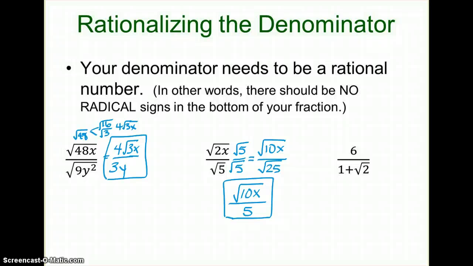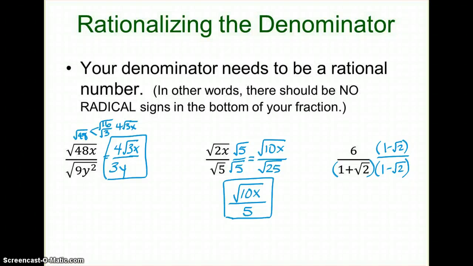Now, rationalizing when you have addition or subtraction is a little bit trickier, because if you just use the radical, you're not going to get that to eliminate. It's not going to cancel itself out. So what we use here is a conjugate. If my denominator is 1 plus the square root of 2, the conjugate of that is 1 minus the square root of 2. And the same rule applies: whatever I do to the denominator, I do the same thing to my numerator.